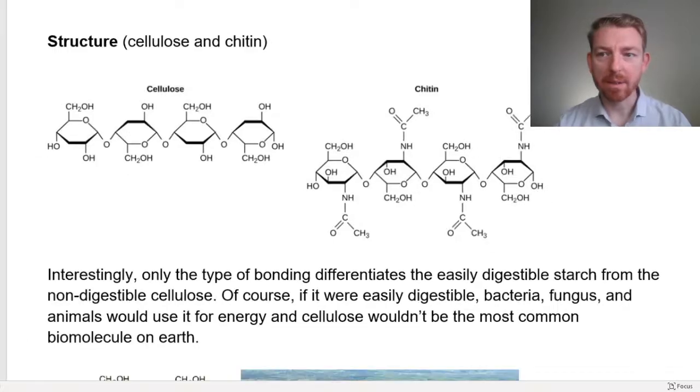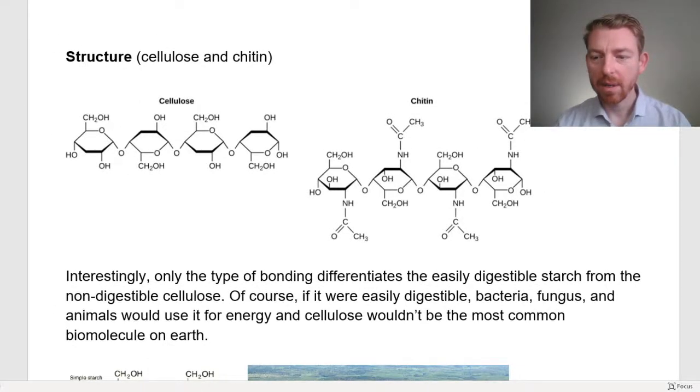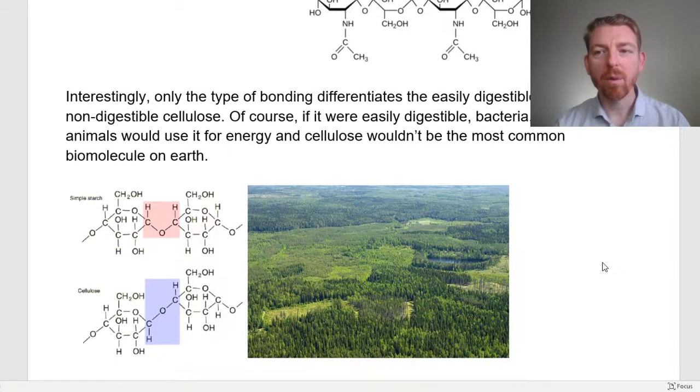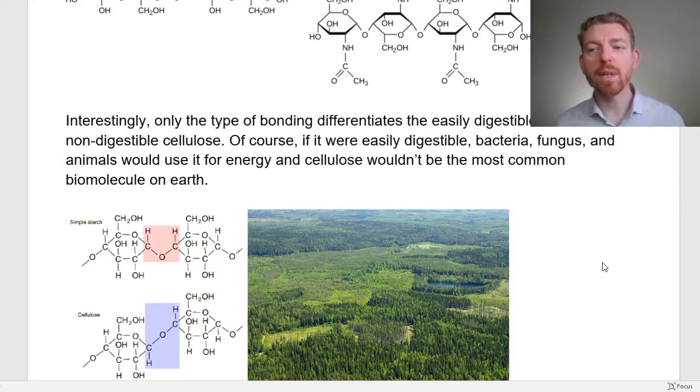Okay, so yes, this is what we just said. The only difference between starch and cellulose is the type of bonding. Of course, like we say there, if it were easily digestible, it wouldn't be as common as it was. Trees wouldn't be using it for structure because bacteria and animals and, well, other plants and fungus, basically everything, would be eating it and trying to use it to extract the energy. Because that's a lot more difficult to do, it can be used for structure and it can last thousands of years in the ground without being broken down by bacteria.